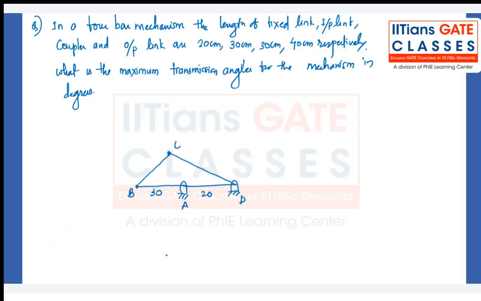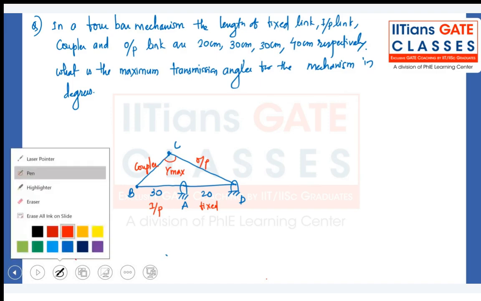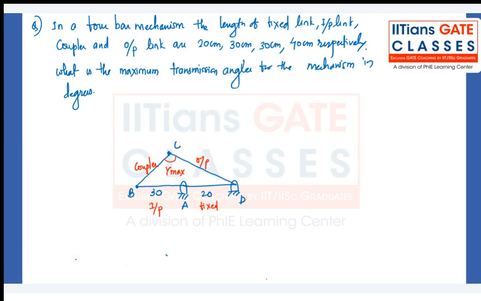I'll say this is link number one, fixed. This is input link, output link, coupler, and this is gamma max. So this is again 30, they are saying. Coupler is also of length 30 centimeter and output link is 40 centimeter. Now you got it. Figure is given to you. Try to find.